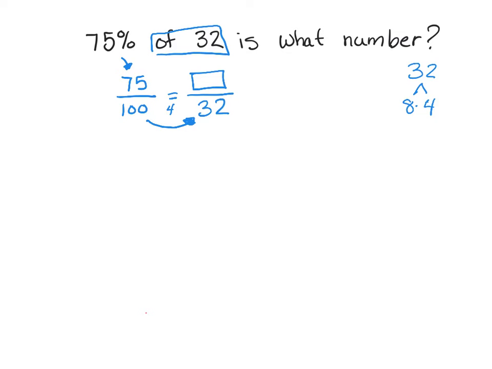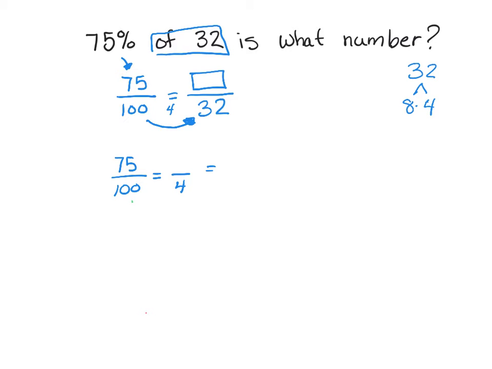If I put an 8 here, can I get 100 to 8? No, not easily. So we're going to actually use 4, okay? So I'm going to rewrite it. So 75 out of 100 is equal to, and I want to figure out how many fourths that is.